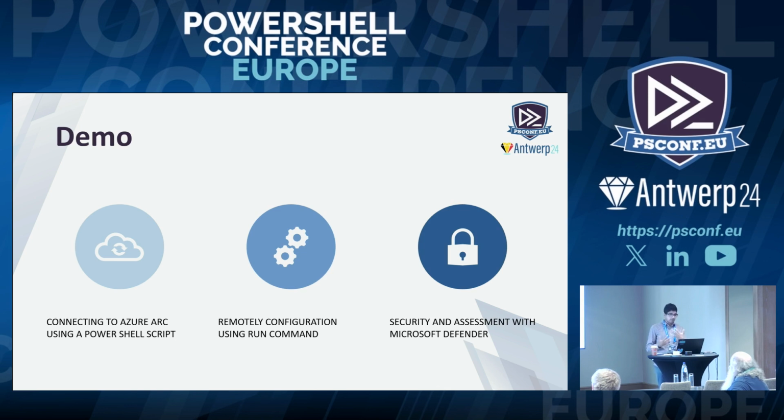We're going to be talking through the different onboarding connectivity options so you can learn about how you connect those servers to Arc. Once you've connected, I'm going to show that Arc server coming up in my Azure environment projected there. And then I'm going to show you the remote configuration capability with the run command, where you can run your PowerShell scripts remotely onto your Arc-enabled server directly from the Azure control plane.